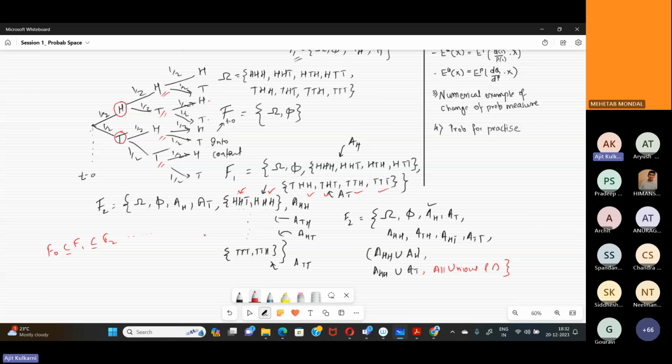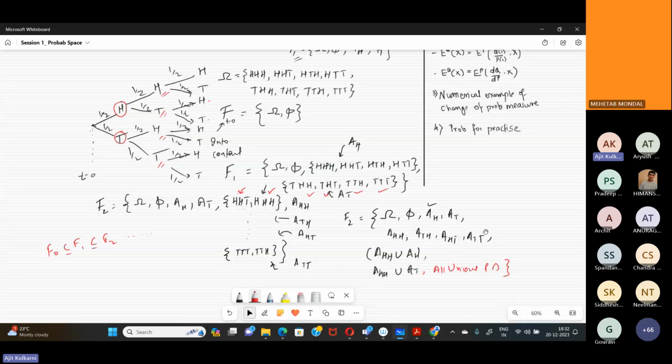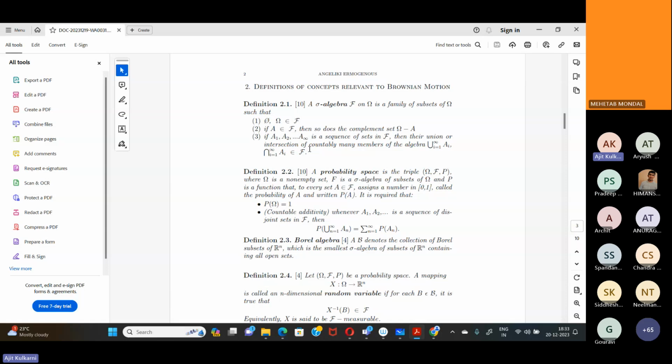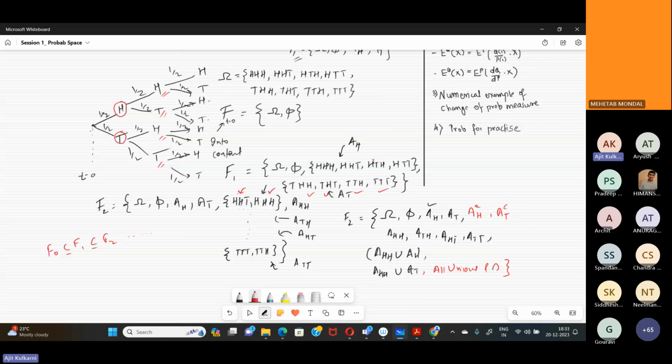Now let us go back to the definition and see what we don't know. Phi and omega are supposed to be subsets of F. If A is part of F, then so does A complement. That comes by definition. If AH is an element, then AH complement also has to be an element. Sometimes it is obvious, as it will be part of unions and intersections; if not, it will have to be separately included. Then if A1, A2, and so on is a sequence of sets in F, then their unions and intersections of countably many members are also in the algebra. So this is exactly what we had: all the unions, intersections, and complements.